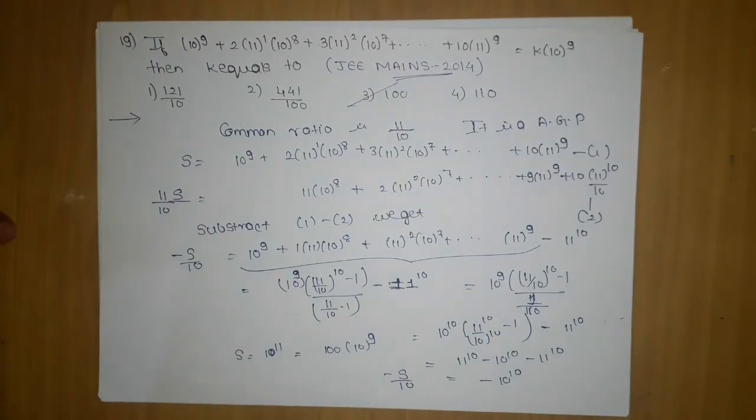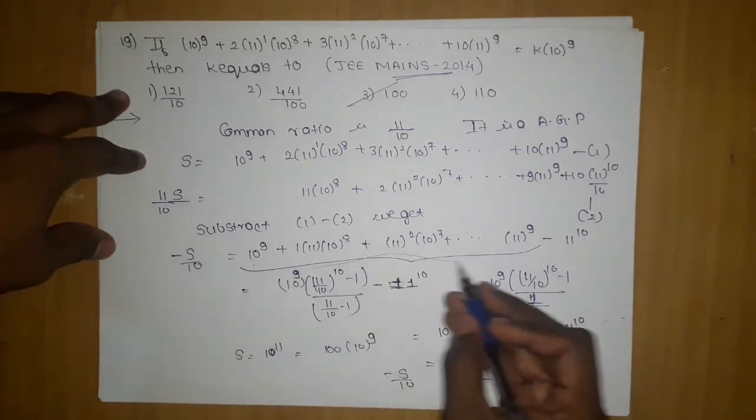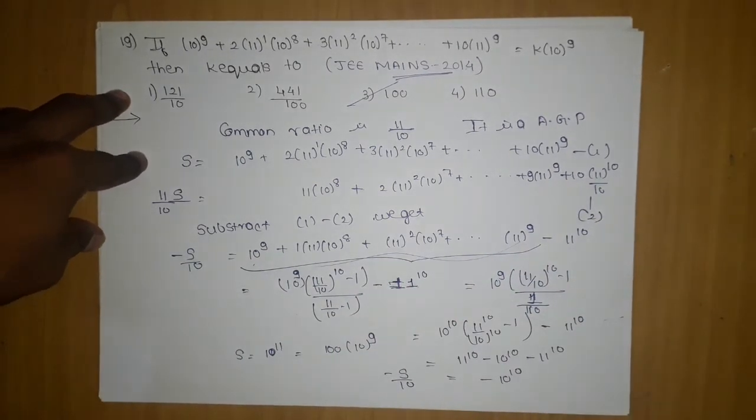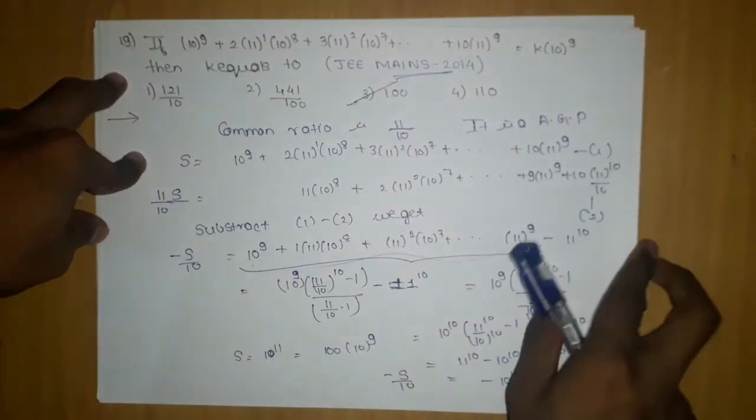Okay, hope you have understood this question properly. It was just an AGP problem. If you follow all the process, analyze which terms are in GP and then apply the summation and solve it, you will be able to get the answer easily. Okay, now let's move on to the next question.